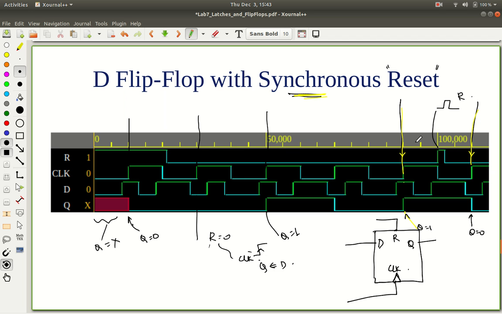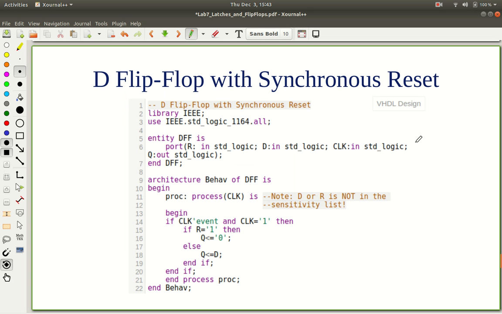Now let's see how would you describe this in VHDL. Take a moment to think about it. So we have added a port called R, which is an input port, and in this process, we again have only clock in the sensitivity list. Why do we not have reset? Think about it. Should you or should you not have reset in the sensitivity list?